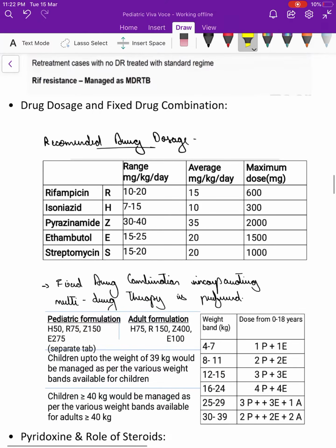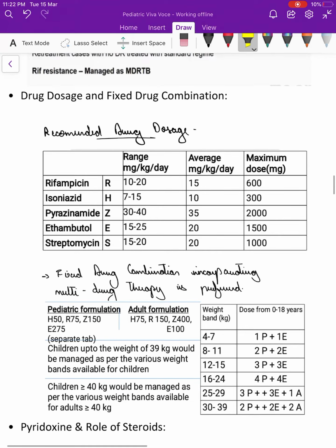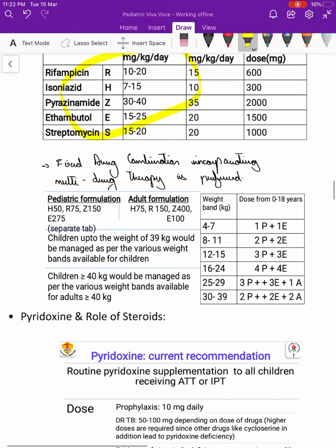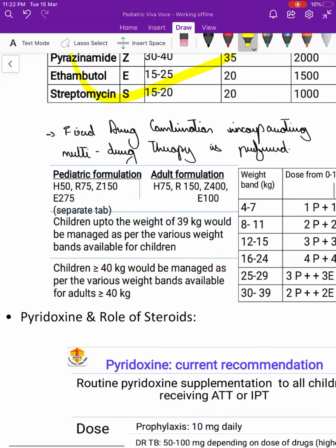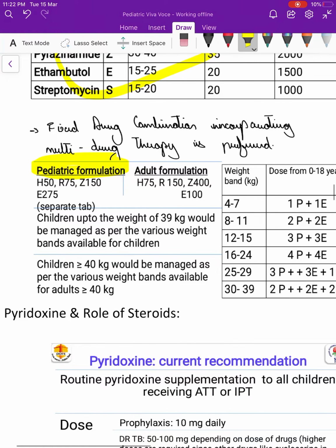Fine. Next is drug dosage and fixed drug combination. This is the recommended dosage, but it's okay. I don't think they are going to ask you this. They will ask what is the pediatric formulation, and what is the content of each pediatric formulation. Isoniazid is 50 mg, rifampicin is 75 mg, pyrazinamide is 150 mg, and ethambutol is 275 mg.